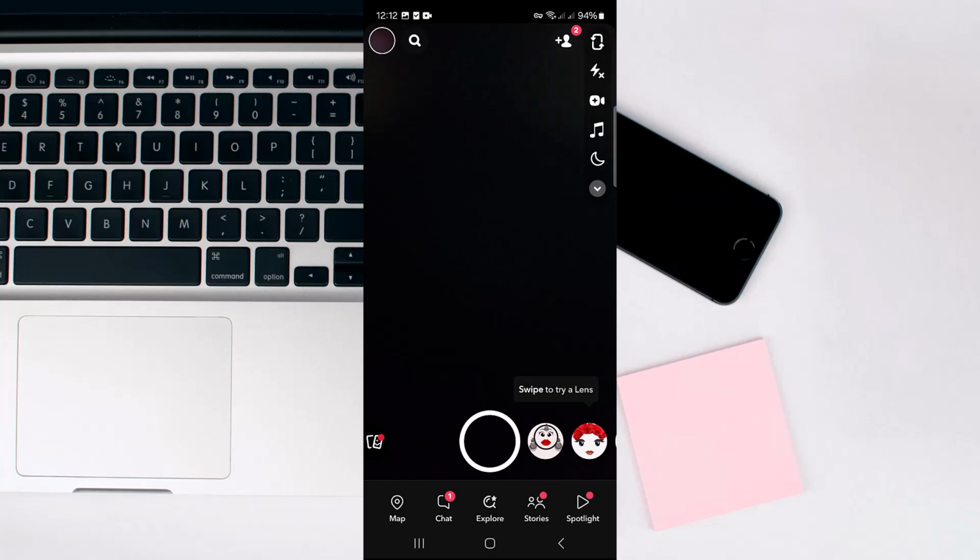In today's video, you are going to know how to know who screenshotted your Snapchat story. It is pretty quick and easy, so let's get into the video.